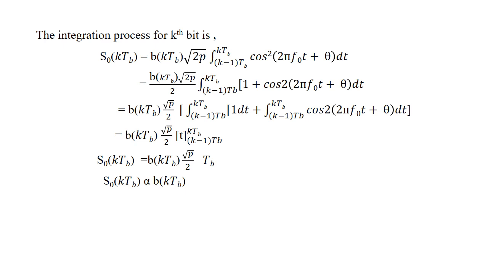That is the integral from (k minus 1)Tb to kTb of 1 dt plus the integral from (k minus 1)Tb to kTb of cos (2 pi f0 t plus theta) dt here. So that is b of kTb into root P by 2 into t with the limits of (k minus 1)Tb to kTb. So S0 of kTb is equal to b of kTb root of P by 2 into Tb. So S0 of kTb is directly proportional to b of kTb.